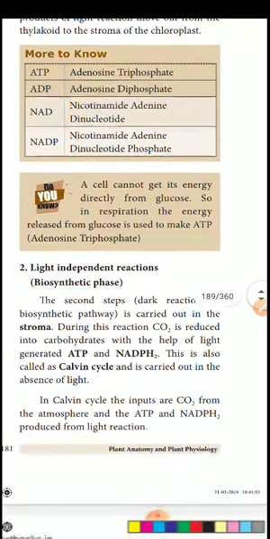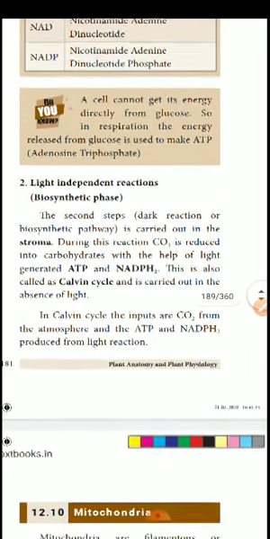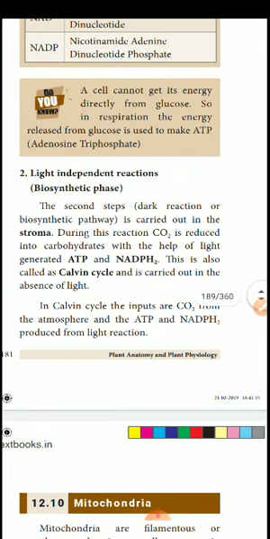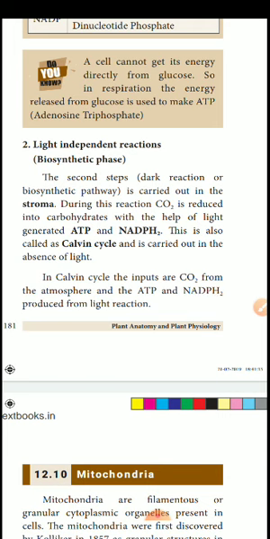So this is the biosynthesis phase. The second step, the dark reaction or biosynthetic pathway, is carried out in the stroma. Stroma means it is present in the leaves. During the reaction, CO2 is reduced to carbohydrates with the help of the ATP and NADPH generated by light. This is also called the Calvin cycle. If they ask what the Calvin cycle is, you can write: the light independent reaction.